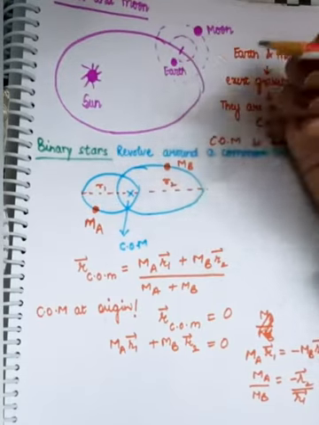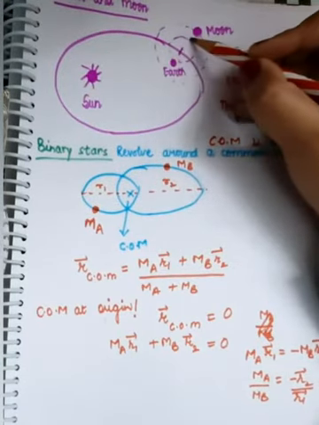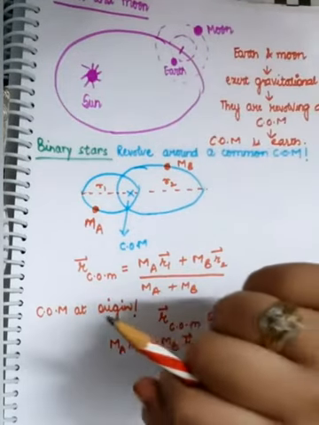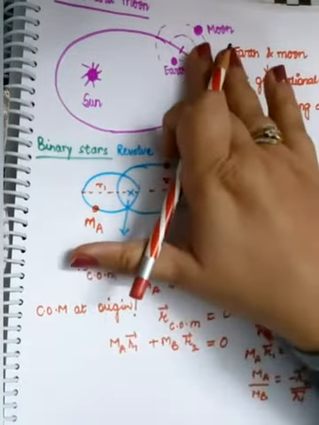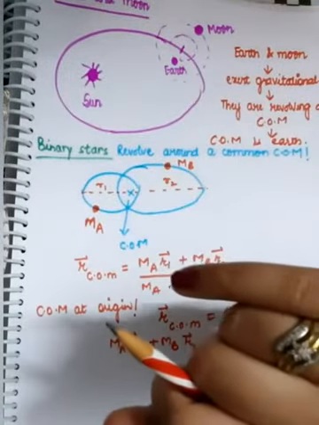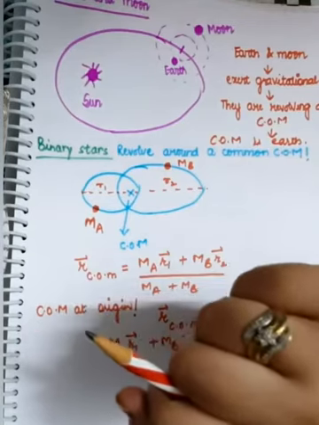Now the scientists approximate that Earth is revolving around this center of mass and the Moon is also revolving around this center of mass, and the whole system is revolving around the Sun. And that's why they are not falling on each other.